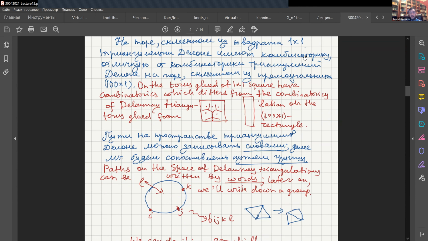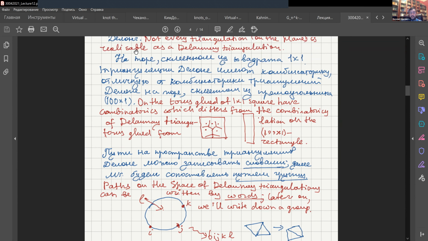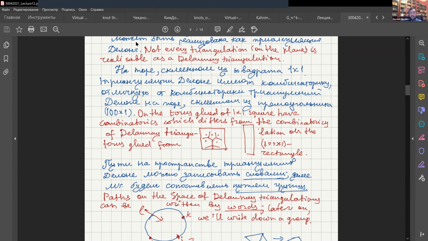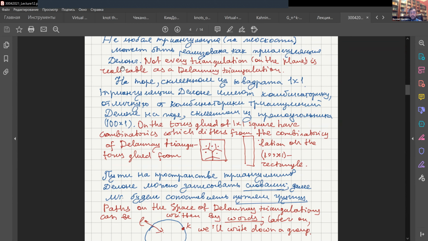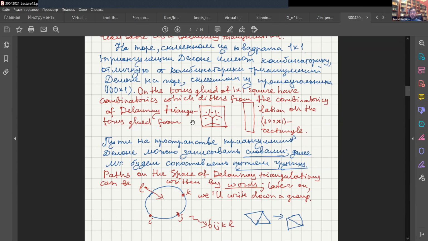So the same can be done for any two surfaces. For example, we can look at the torus and say topologically we can consider a torus which is geometrically glued from the square 1 by 1, or we can consider a torus which is glued from, say, the rectangle 100 by 1. And these are different objects because realizable pictures for Voronoi diagrams or for triangulations are different here.